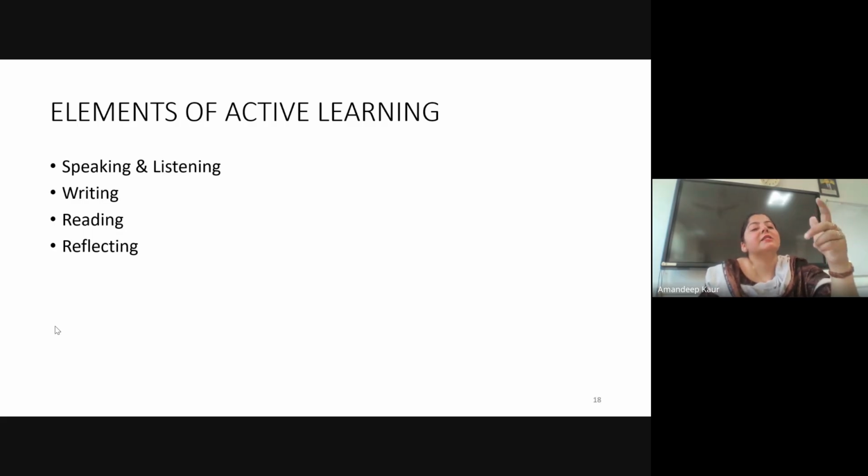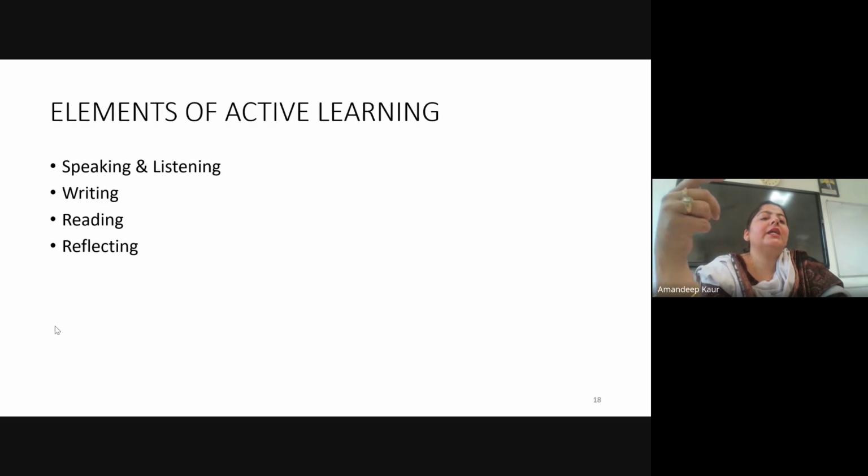The second is writing. How much writing is compulsory in a classroom environment? Nowadays, with the integration of technology, there are many tools available with the faculty and with the student that they can use for writing purposes. So, as a teacher, I need to understand that note taking is no more an activity that needs to be part of the classroom environment, because content is readily available.